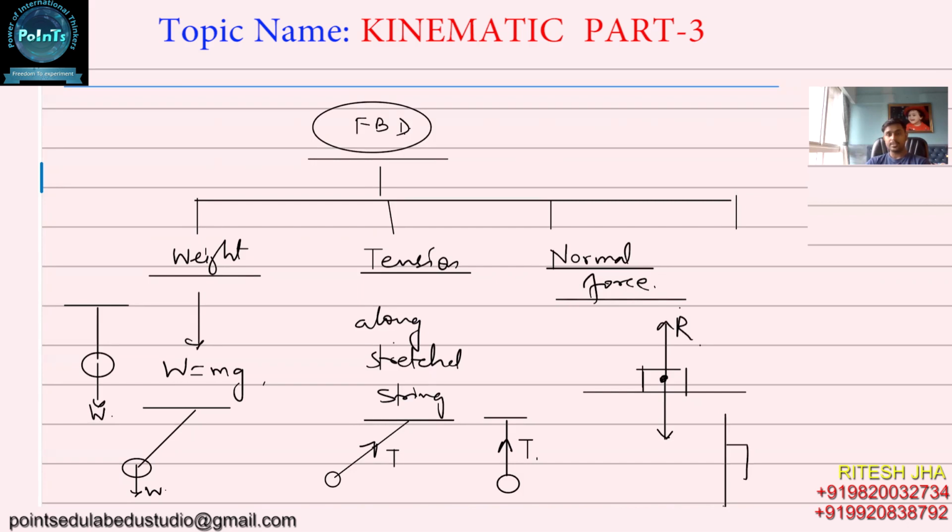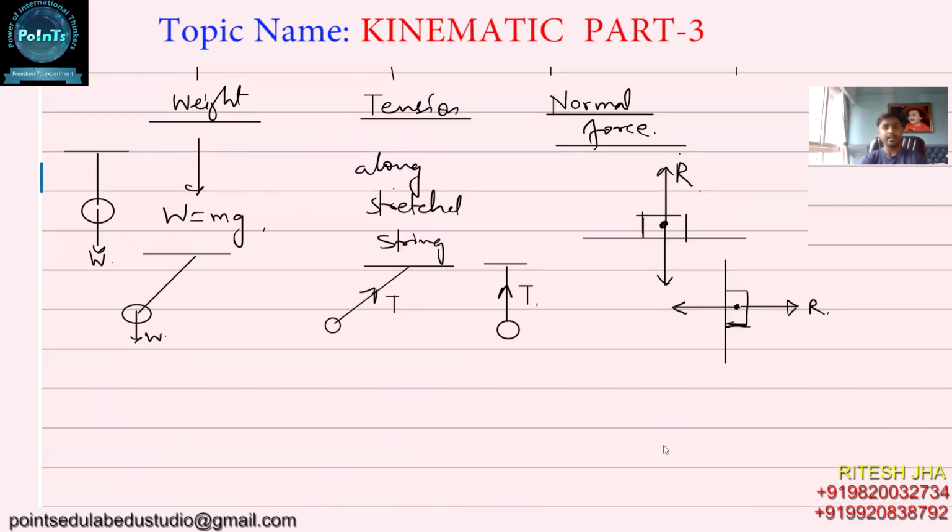Now suppose the object is like this, and because of a certain force it is applying the force on the surface like this, then in that case the normal reaction will be in this direction. Don't ever think that the normal reaction is always upward. No, not like that. It's the same thing on an inclined plane. It's a normal force, absolutely, no matter how you look at it.